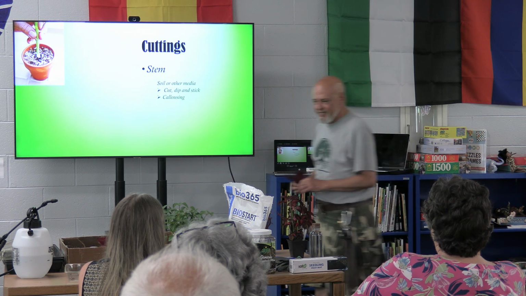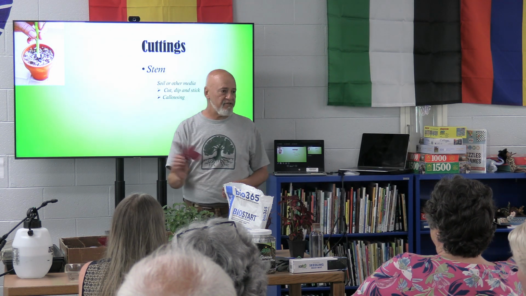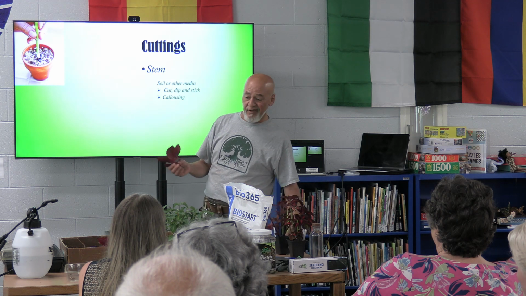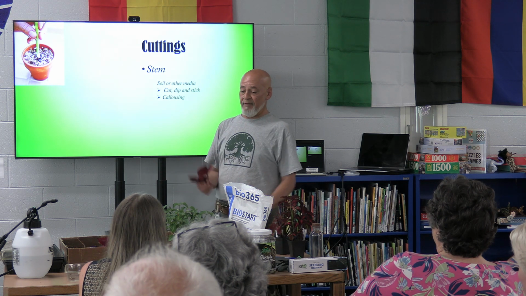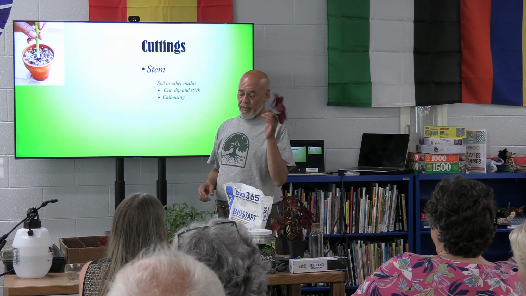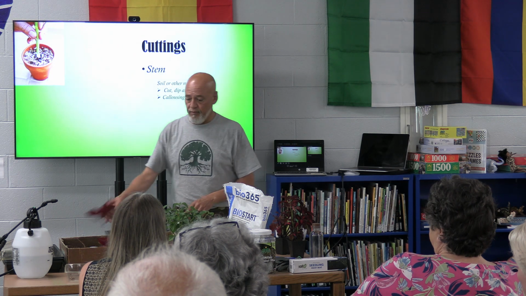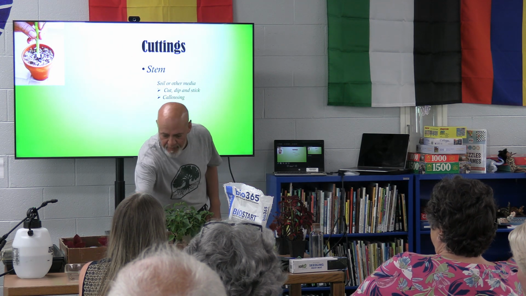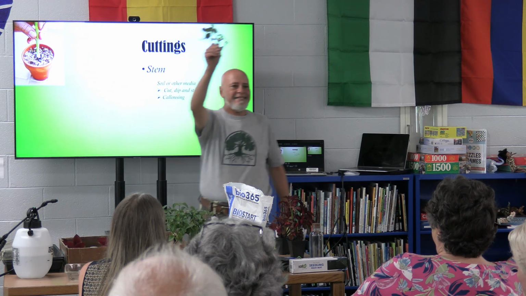Callousing is key for certain things. Certainly not with the 2 things that I showed you. These are 2 of the very easiest things to propagate, salvias and coleus, which is why I started there. But jade, which is also super easy, needs to callus.